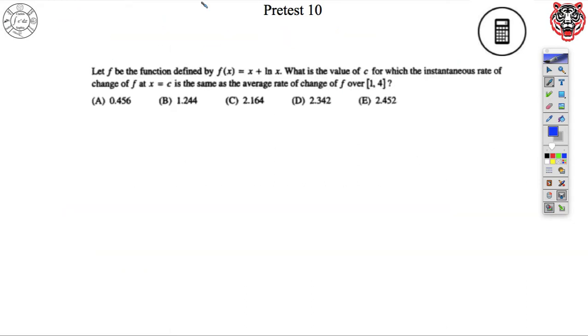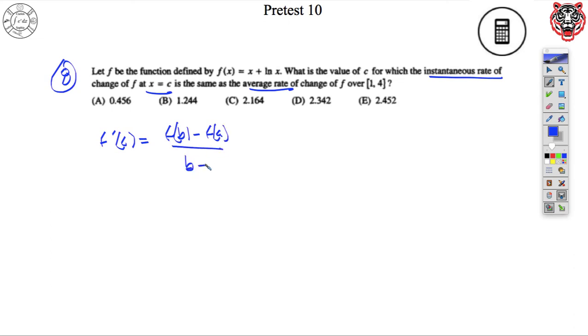And moving on to number 8, the last question. Again, we're going to need a calculator because I have a bunch of decimals, and I'm looking for the instantaneous rate of change of c. What is the average rate? Okay, this sounds like the mean value theorem because we have some x equals c, and we're looking for instantaneous rate versus average rate. Mean value theorem states that the instantaneous rate at c is equal to the average rate for some c. So the definition of the mean value theorem is f prime of c is equal to f of b minus f of a all divided by b minus a.